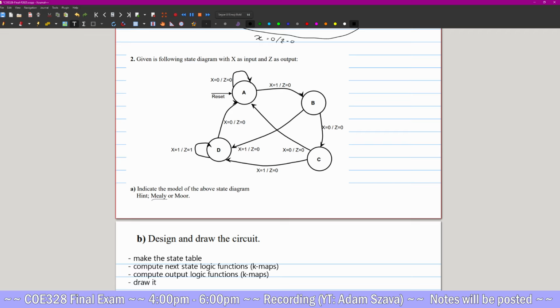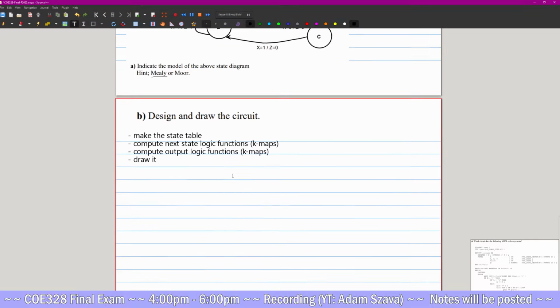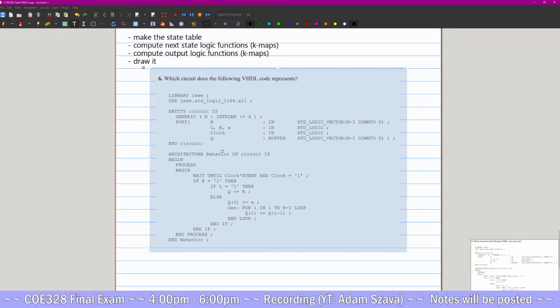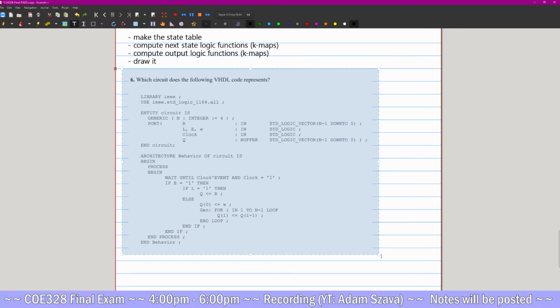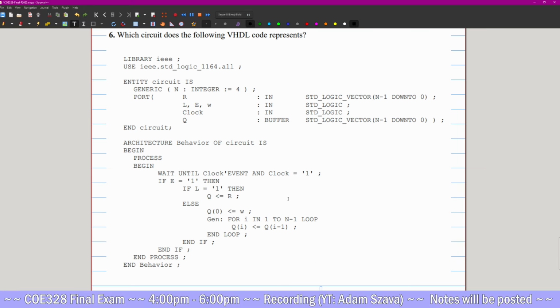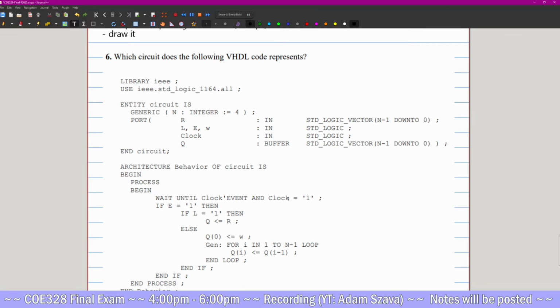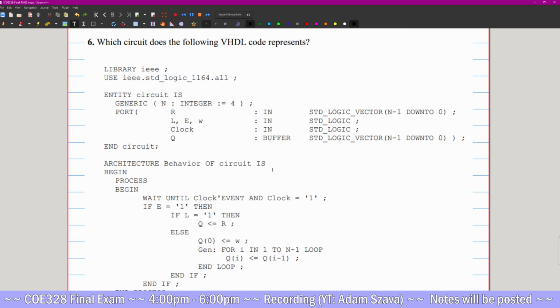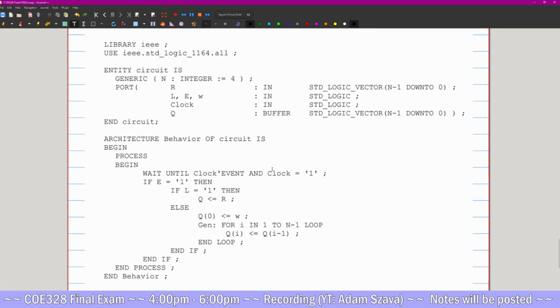So why don't we do a question like that next? Let's do a VHDL question, and then we can maybe do a signal question after, like a waveform. Let's do a VHDL question just because they said there would be VHDL. It's not going to take very long. This question is just asking which circuit the following VHDL code represents, and then it gives you a bunch of VHDL code.